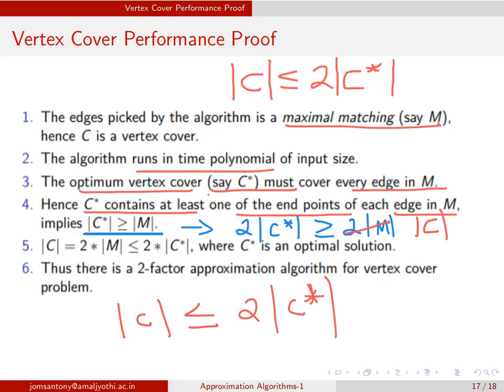This can also be verified from the example which we worked out. There we knew that the C star, or the optimum vertex cover, had a size of 4, and we claim that our approximation algorithm will definitely have a size less than or equal to 8, and we have already seen that the approximation algorithm returned a size of 6. So 6 is always less than or equal to 2 times 4, which holds good, and thus we can verify that this proof is correct.